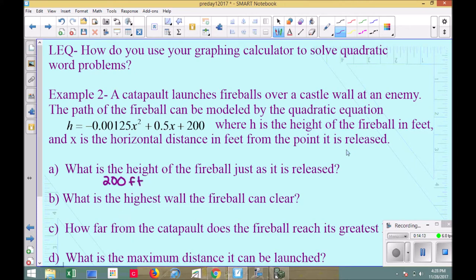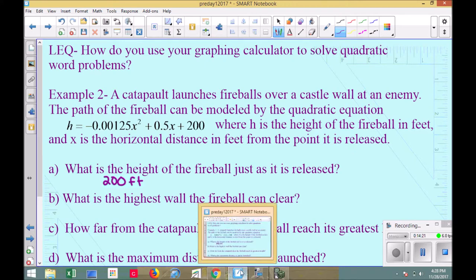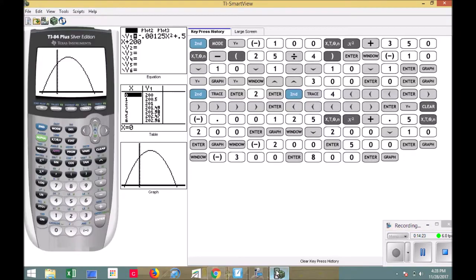Or if I want to use the calculator, I can. Remember, we're going to calculate the value when x is 0. So second, calculate value is number 1, and then 0. Enter, and it's telling us 0, 200. So that's the other way to do it.